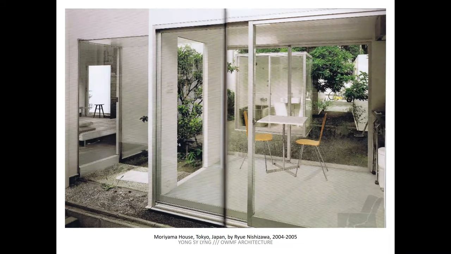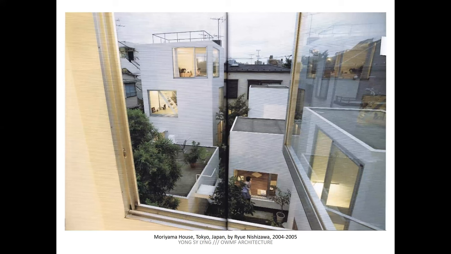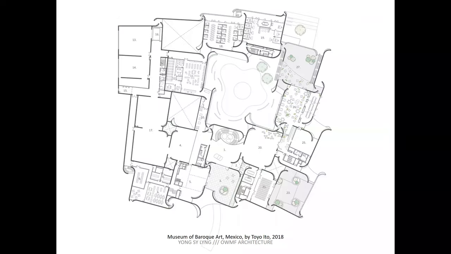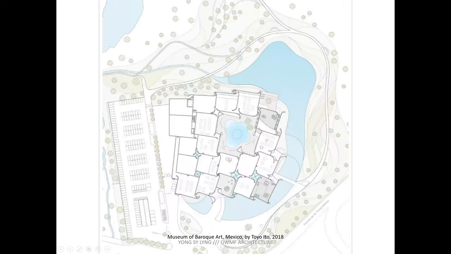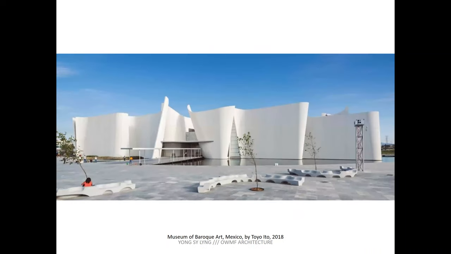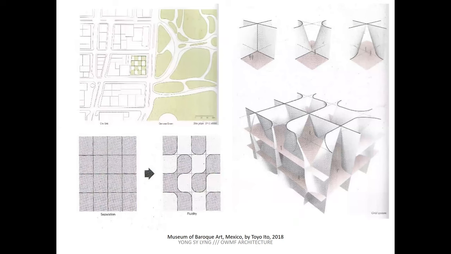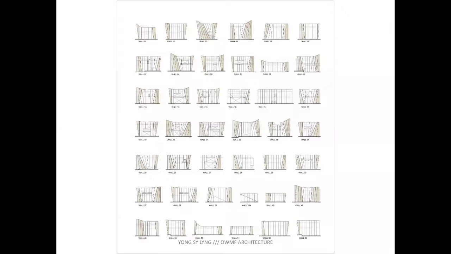This is how it looks. Instead of imagining a big apartment block with a corridor serving five units on one floor, they came up with something like that. And this is a museum in Mexico by Toledo, also made of little different cells, more like different curved walls of different sizes. It looks like that. So this is a geometrical transformation if you want, and these are all the walls.